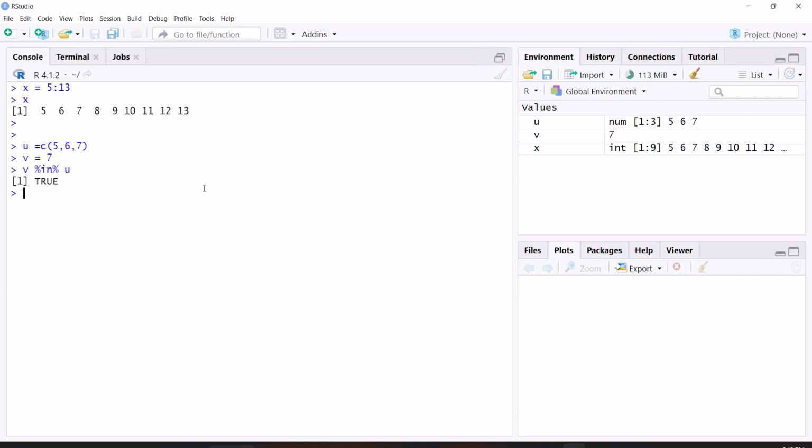So as you can see, it returns true, which means it is present in the vector. Let's see another example. So 12 percentage sign in percentage sign u. So as 12 is not present in the vector, it has returned the false value.